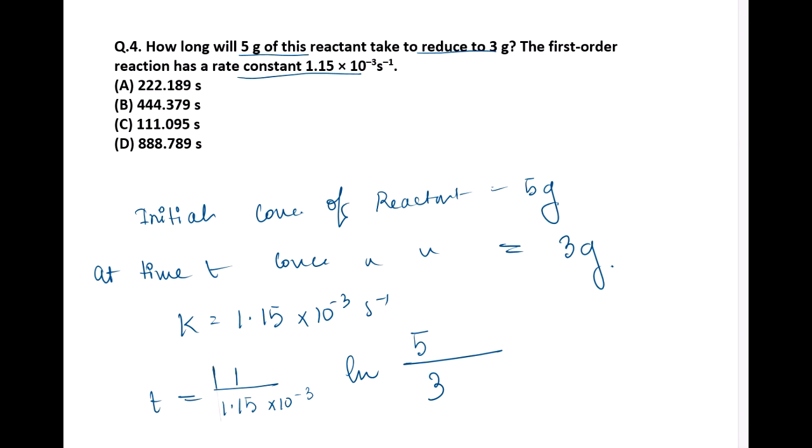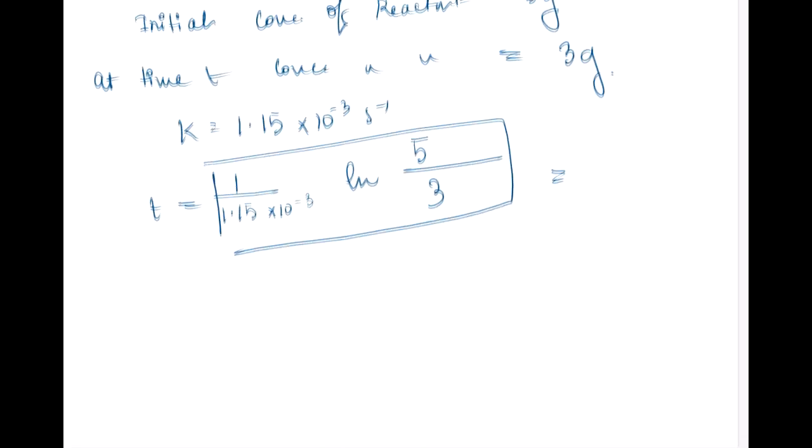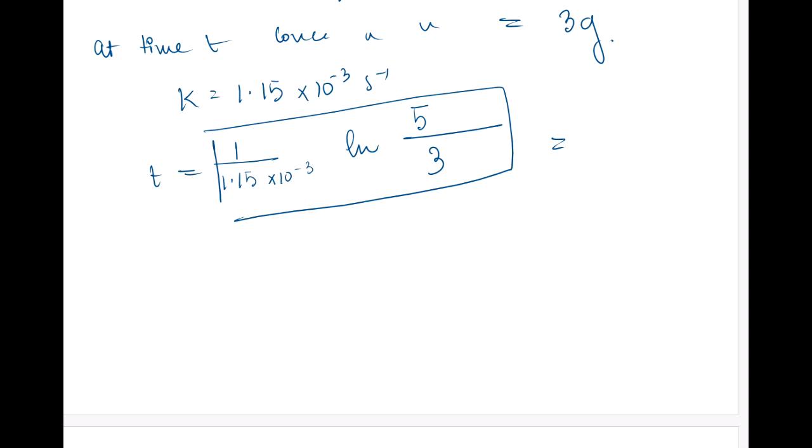After calculating this, we get the time. Calculate it and write it in the comment box, how much time you are getting. And I think you will get the time in the proper unit, seconds, because the rate constant is given in seconds. Let's go for the next question.